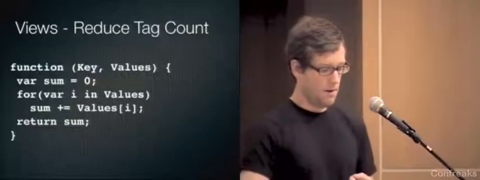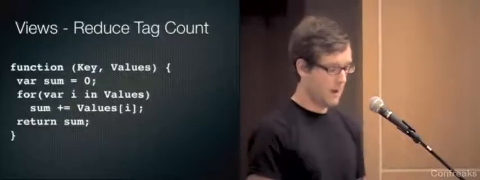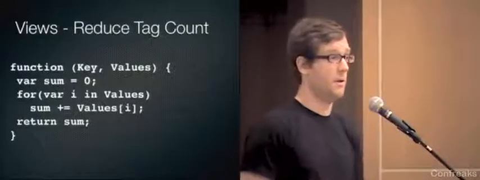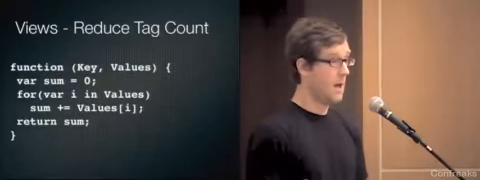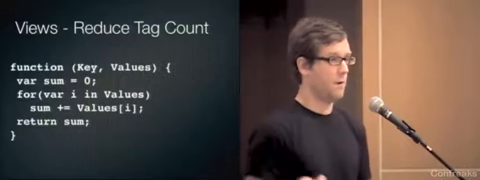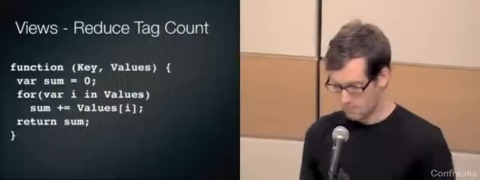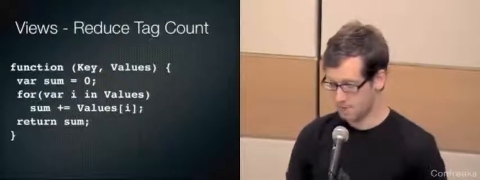The other thing: views are incremental, built on demand, and the reduce part is optional. So if you just want a list of all the tags, even the duplicates, you just leave out the reduce function and get the list that the map function returns. If you want that, that's possible as well.